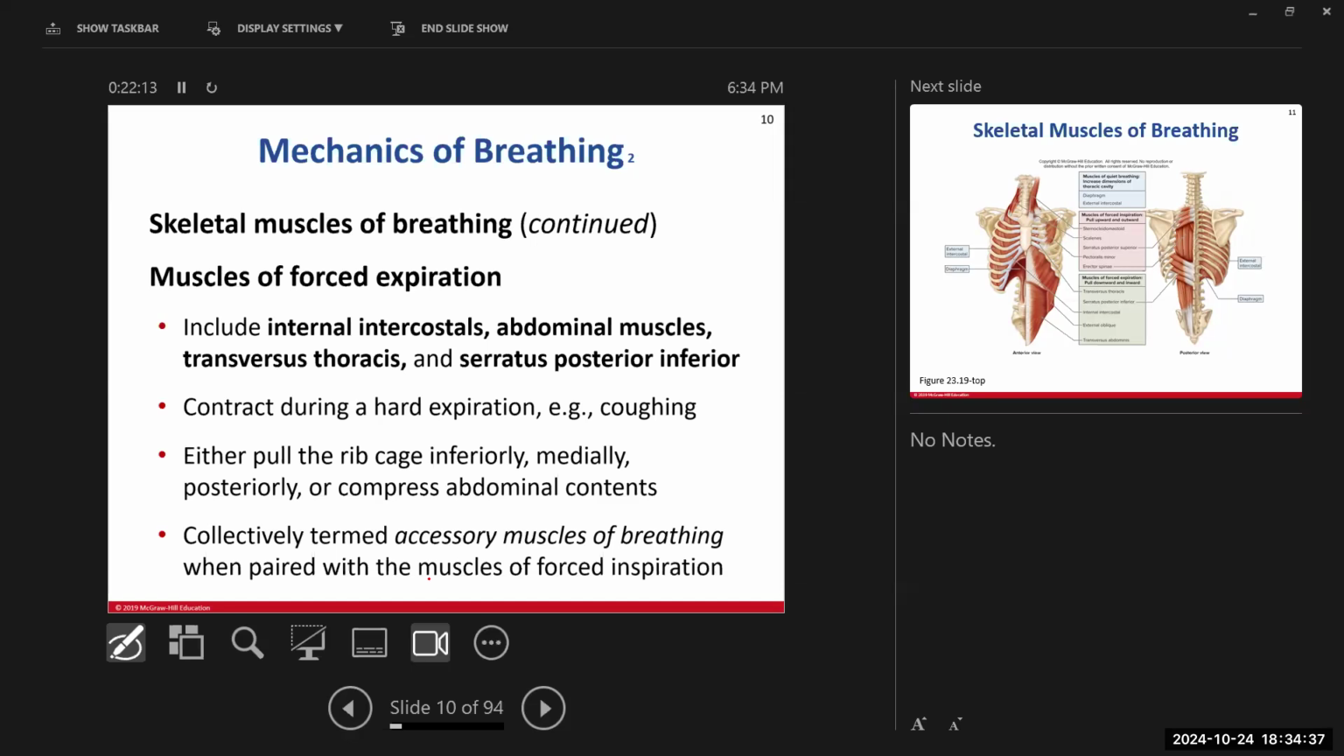But if I talked about forced inspiration, I need to talk about forced expiration. So these muscles here, internal intercostals, abdominal muscles, transversus thoracis, and serratus posterior inferior, these muscles will help to decrease the dimensions of your thoracic cavity. So when they're contracting, they're going to pull things down, pull things in, and pull things posteriorly, front to back, and we'll shrink those dimensions down there. And so we call all these muscles the accessory muscles of breathing.